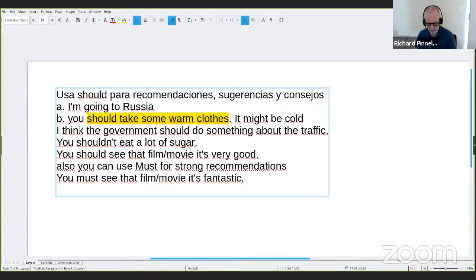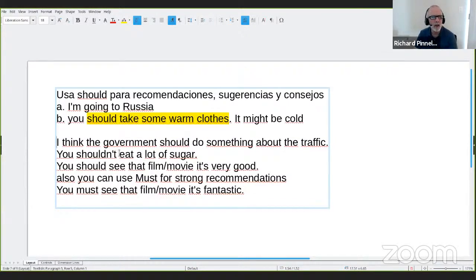Otros ejemplos. Para expresar una opinión: I think the government should do something. Deberían hacer algo. Otro consejo: you shouldn't eat a lot of sugar. No deberías comer mucho azúcar.